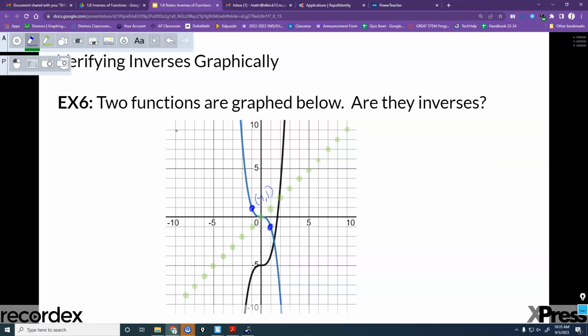I could check another point, maybe right here at (2, 4). That means (4, 2) should be on the other graph. (4, 2) is out here in space with nothing, right? So this would be a no. Those are not reflected over that line. Okay, questions?